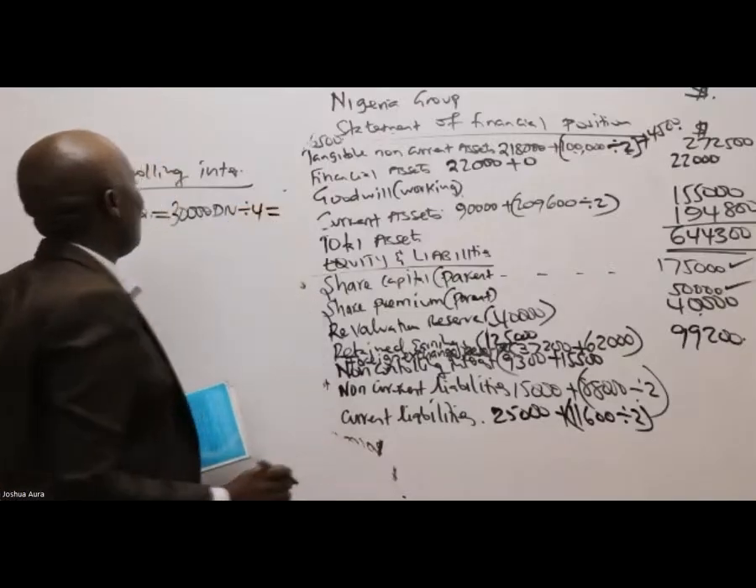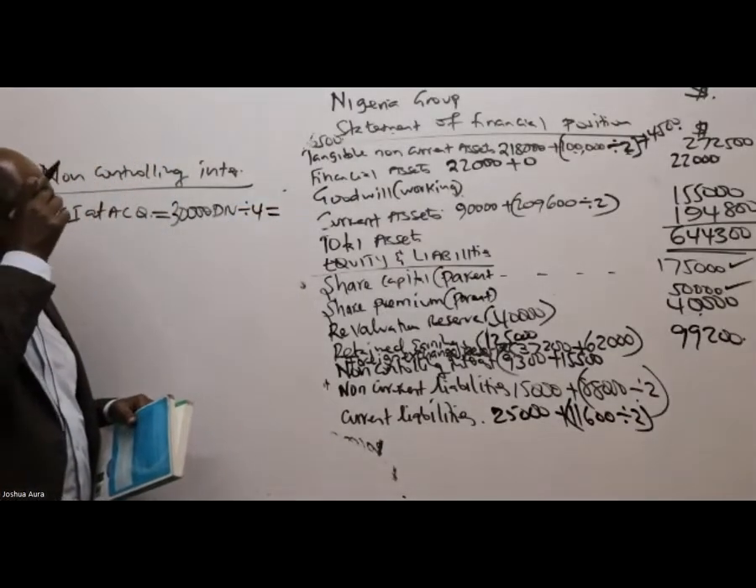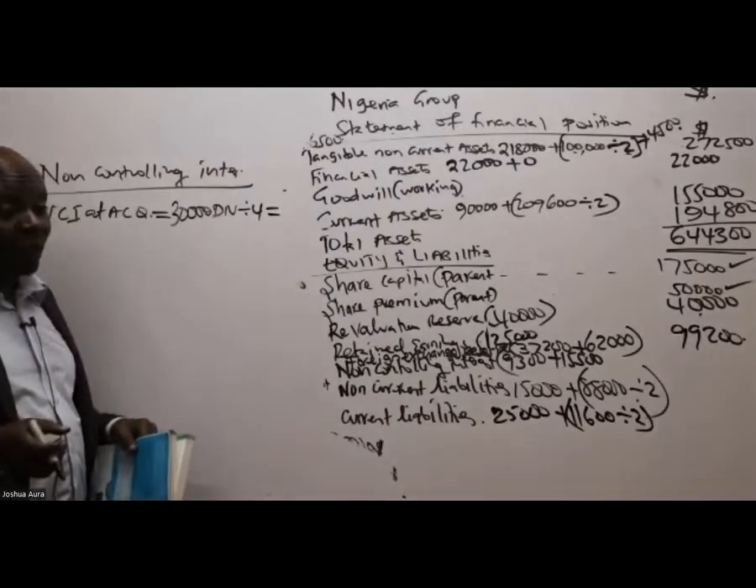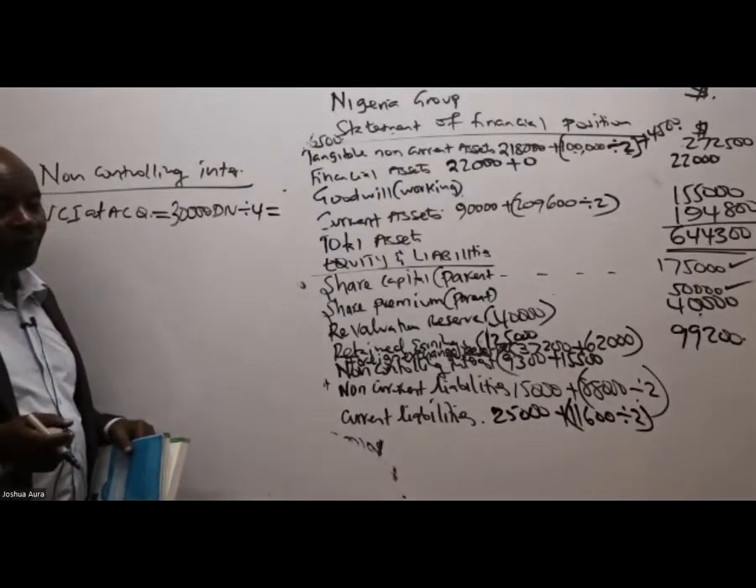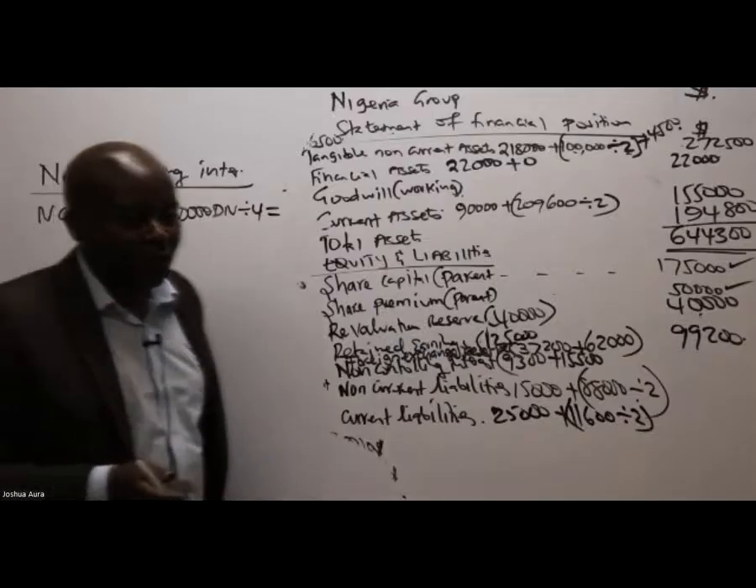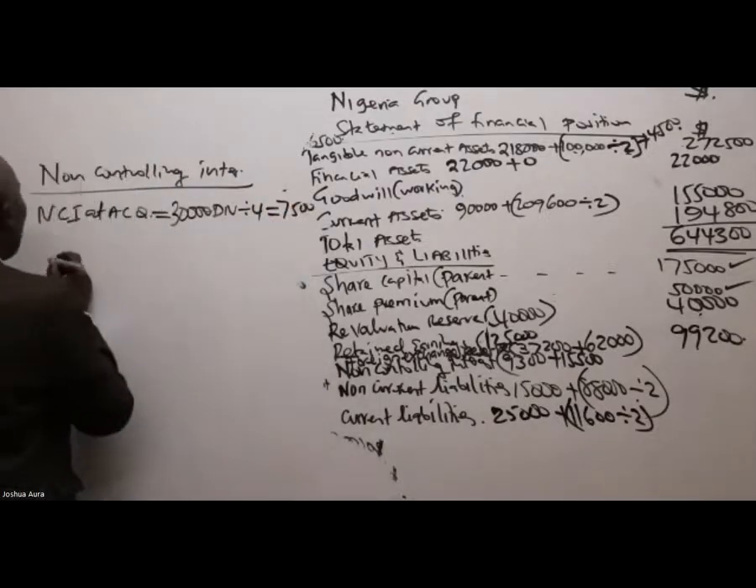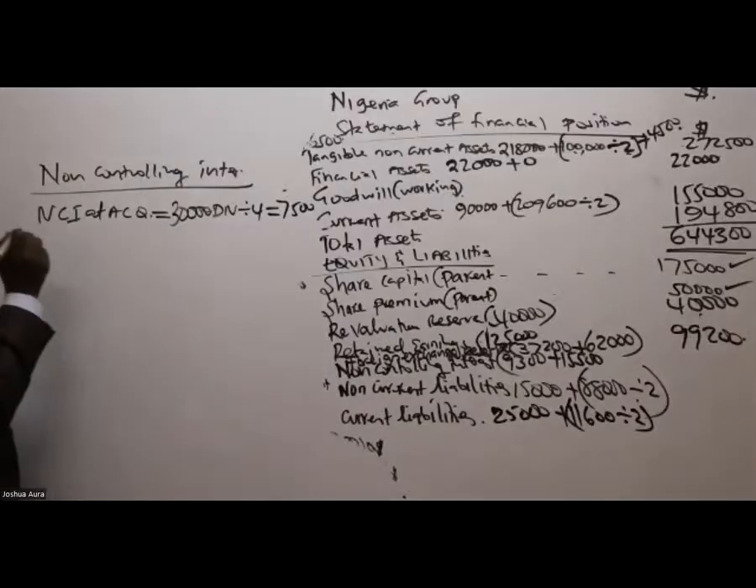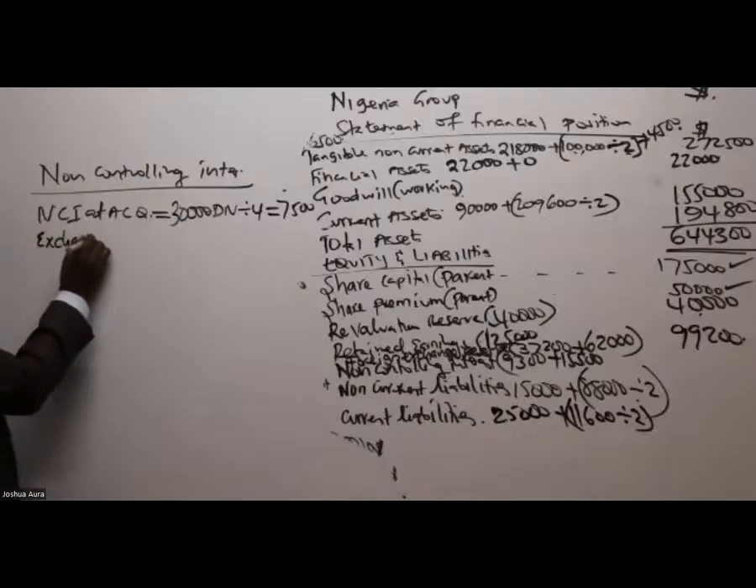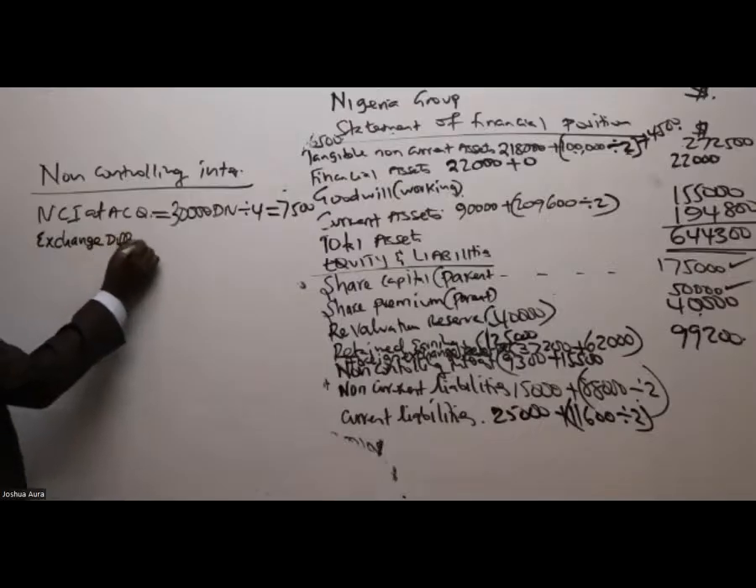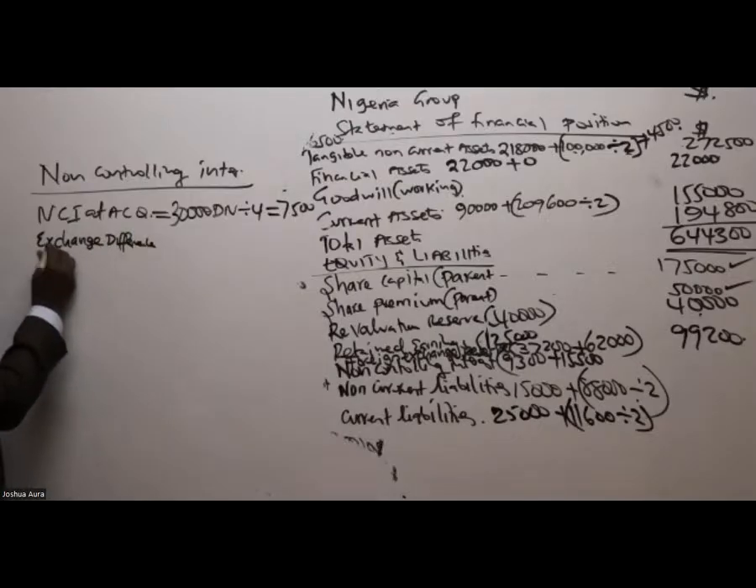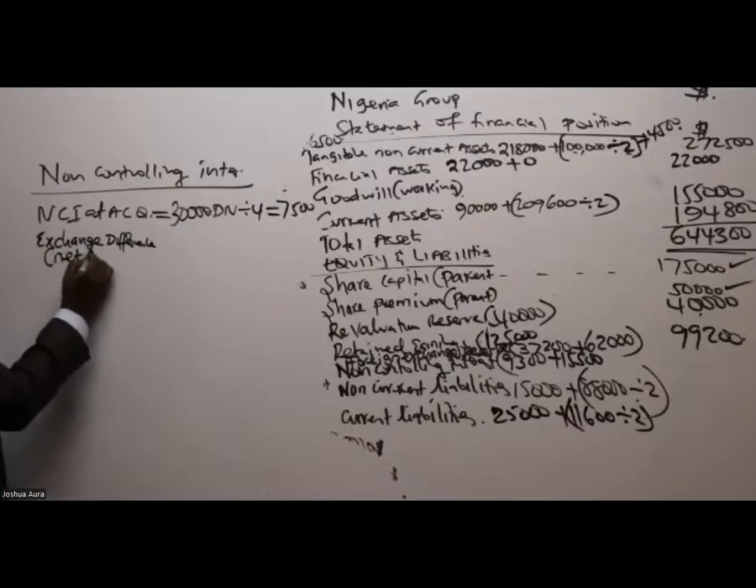Could you kindly give me this figure? Yes, 7,500. Thank you very much. Now, we also gave them something from the exchange difference as regards changes in net assets.